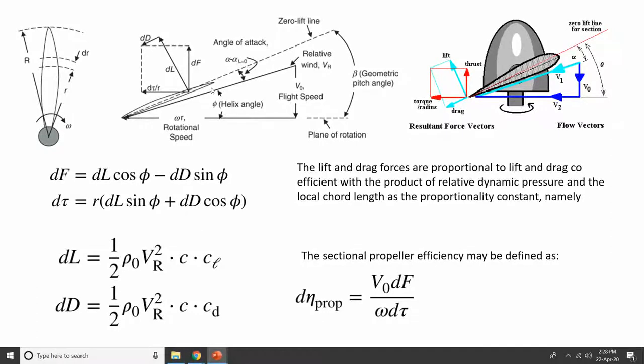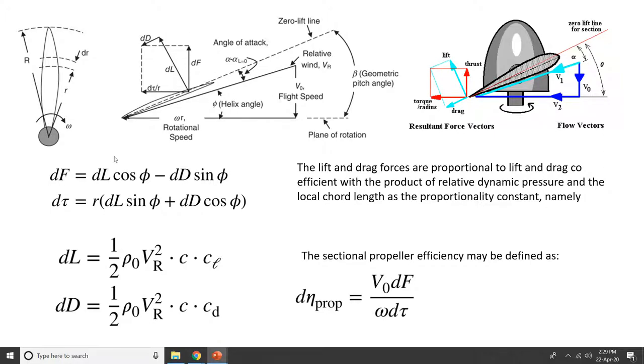Okay. So now, if this is your helix angle, the angle subtended between your thrust as well as your lift is also your helix angle phi. Okay, so the angle here is phi. Now, if you try to resolve this dF, if you want to find the total amount of thrust, so your drag is in this direction, but if you put it in the other direction, it will be negative.